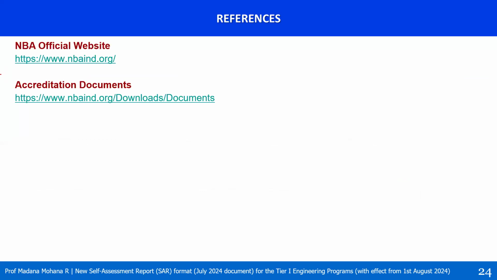So finally, these are all the official links where all these details are available. NBA official website is www.nbaind.org. There you can click on accreditation documents. In downloads you will get your required documents, that is, tier 1 institution, the new SAR.